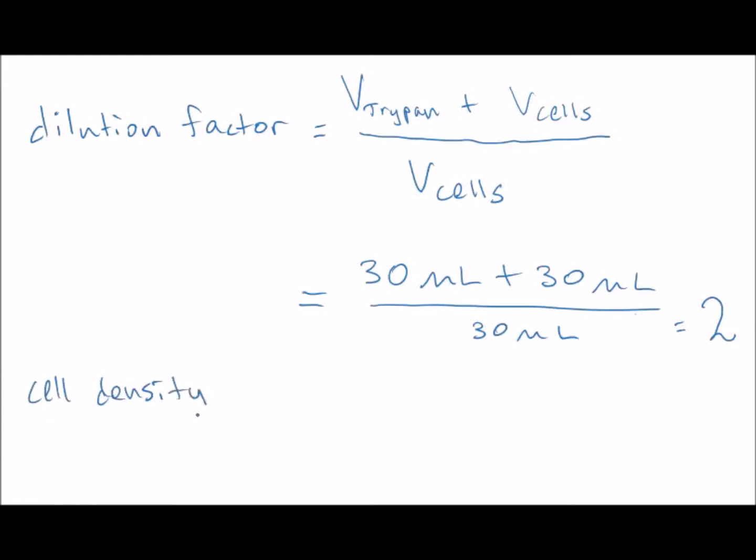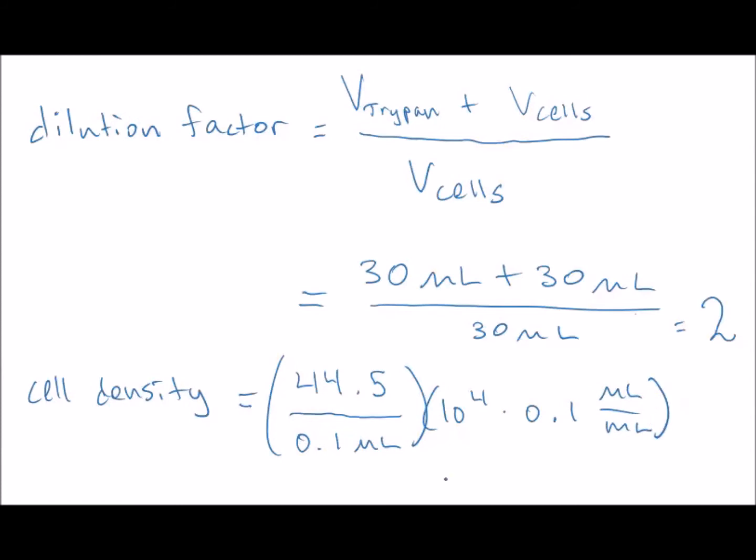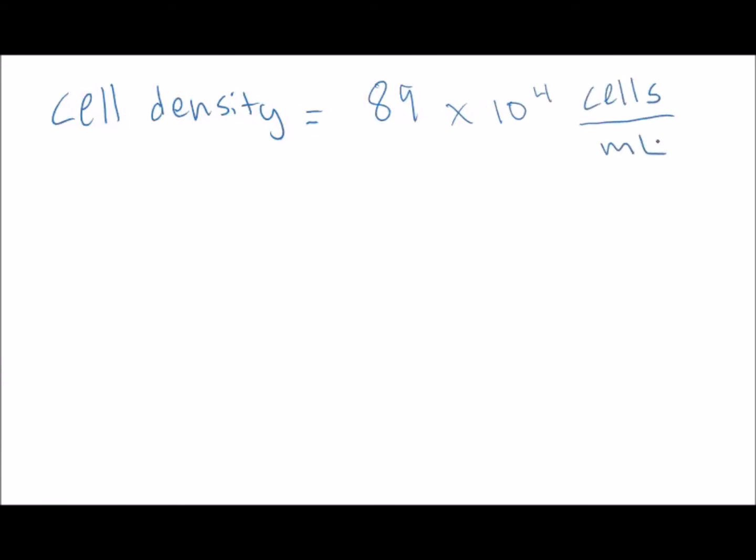Now we can go back to our original equation to calculate the cell density. In this case, we had 44.5 cells as our N average. This is then divided by 0.1 microliters and multiplied by 10 to the 4th times 0.1 microliters per milliliter multiplied by the dilution factor of 2. In the end, if we calculate this gets us 89 times 10 to the 4th cells per milliliter.